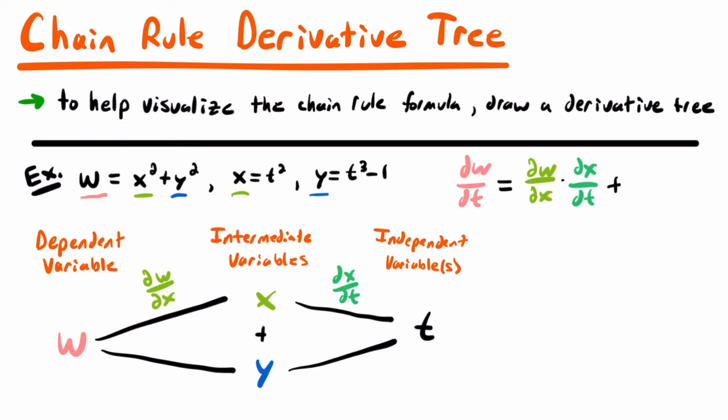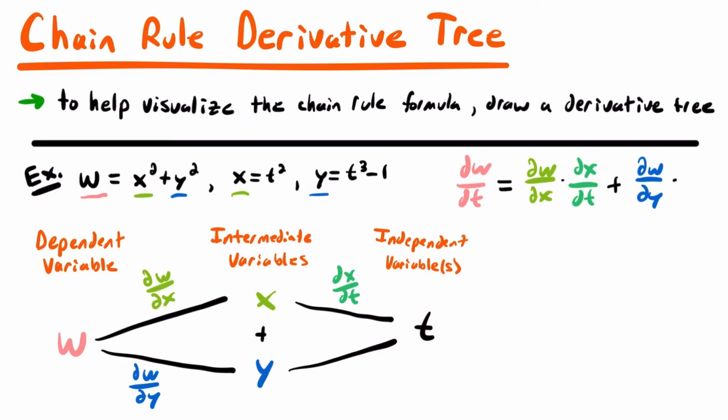From w to y, we had to make a choice there. We could have gone to x, but since we didn't and we went to y, that will be a partial derivative. So we have the partial of w with respect to y. We can write that in here. We have the partial of w with respect to y, and then we're multiplying by the next derivative when we move from y to the independent variable, which in this case is t.